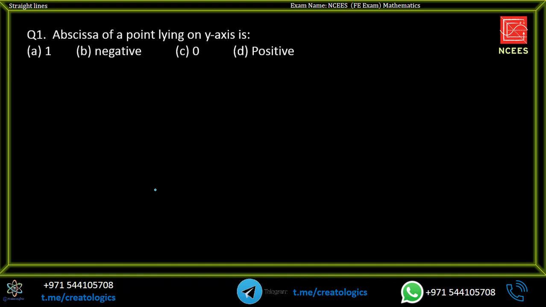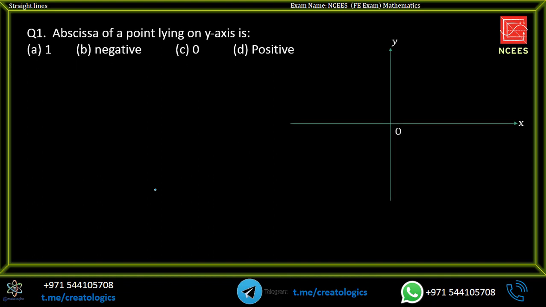First question says, what is the abscissa of a point lying on the y-axis? As you know, in our Cartesian system, if we take any point which is lying on this y-axis, to reach this point, what distance did we cover along the x direction? No distance, right? So for any point lying on this y-axis, its x coordinate is always 0 and y coordinate will be something, 0, b, let's say. So always for a point lying on the y-axis, its abscissa is 0.